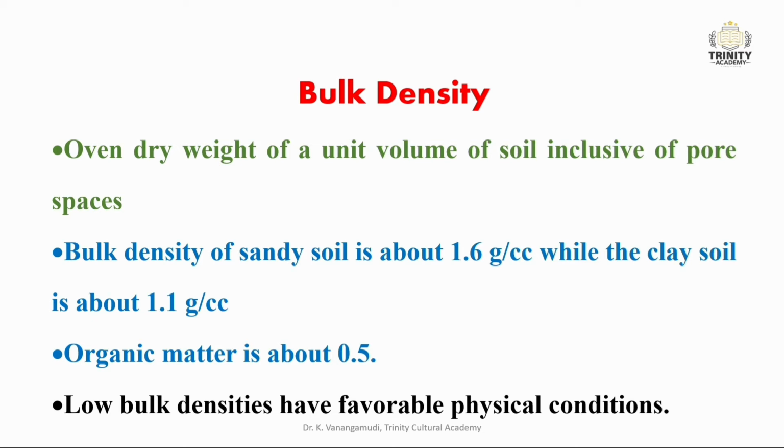The next important and frequently asked part in examinations is bulk density. It is defined as the oven dry weight per unit volume, inclusive of pore space. Generally, bulk density is smaller than particle density. For sandy soil, it is about 1.6 gram per cubic centimeter, while clay soil is about 1.1 gram per cubic centimeter, and organic matter has a bulk density of about 0.5 gram per cubic centimeter. Low bulk density favors better physical conditions of the soil.